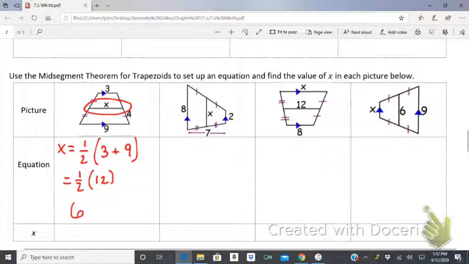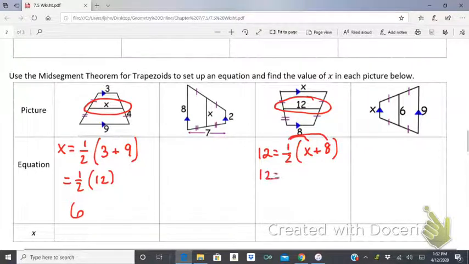Now the thing that could get a little bit trickier is this. This side has specifically given you the midsegment. So midsegment 12 is equal to half of base 1 plus base 2. Now this one's a little bit more challenging. There's two ways to solve this, but I'm going to go with the way that most of you probably are, and I'm going to distribute these two numbers here. So it's going to be 12 equals half x plus, and then 1/2 times 8 is 4.